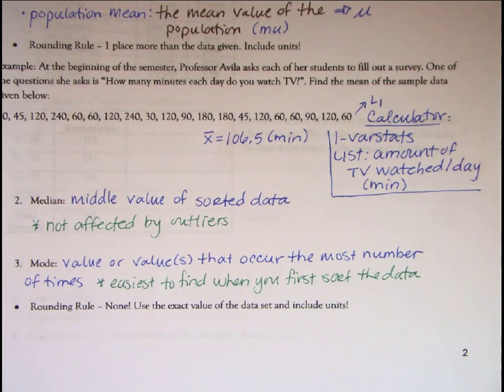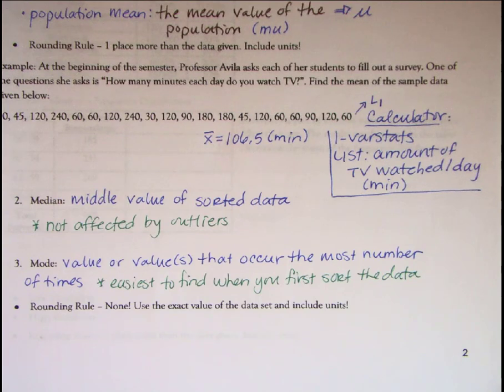However, when you're finding the mode, because you're simply looking at the data values you have and identifying which one occurs the most number of times, there is no rounding. You're using just simply what you see. In either case, you're going to use that value and include units.